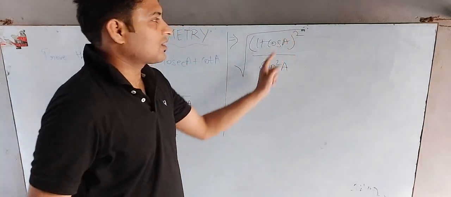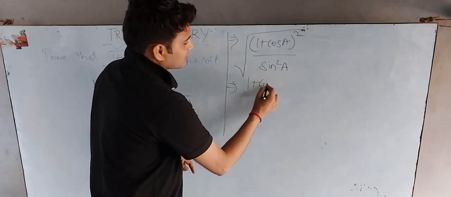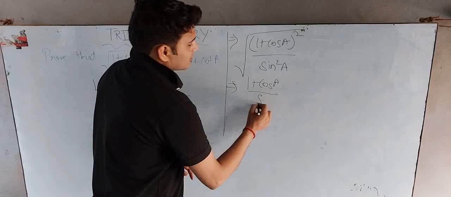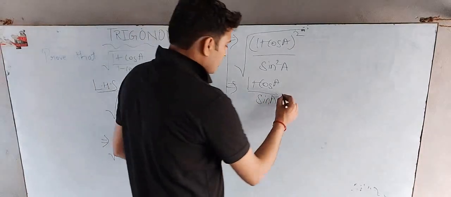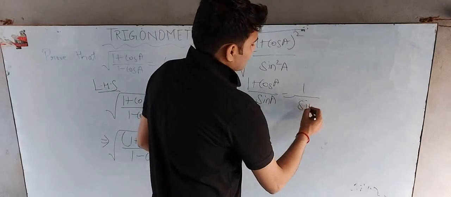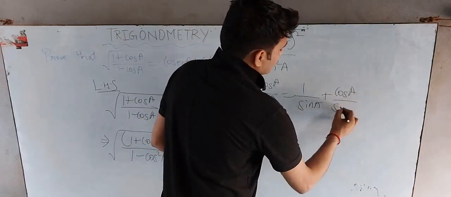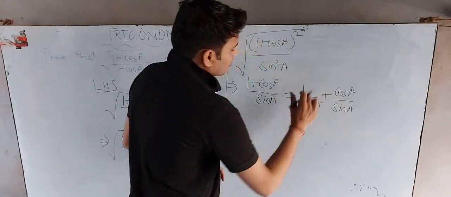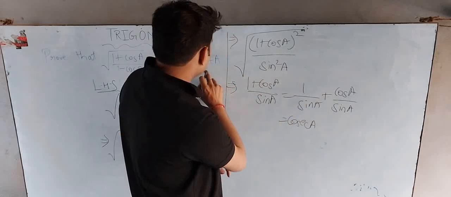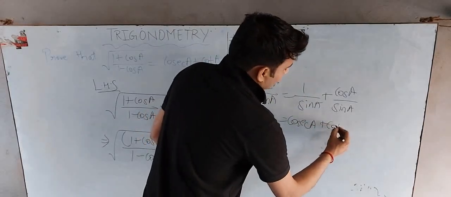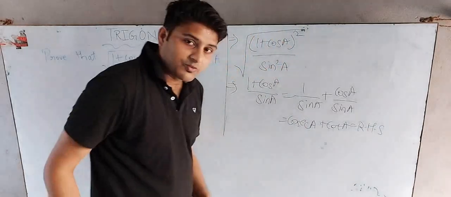Now both the terms are perfect squares, the root will be extracted, you will get 1 plus cos A upon sin A. Now break the numerator, you will get 1 upon sin A plus cos A upon sin A. Now as 1 upon sin A is cosec A, and cos A upon sin A is cot A, which is equals to RHS, hence proved.